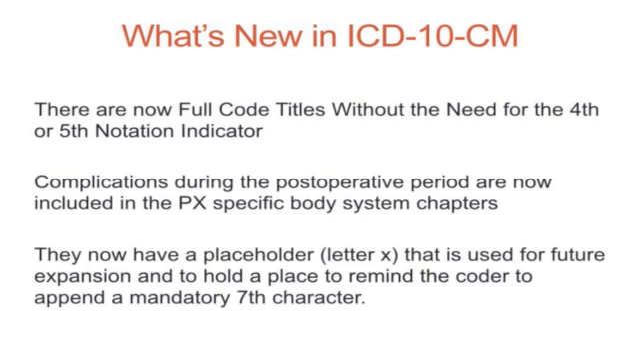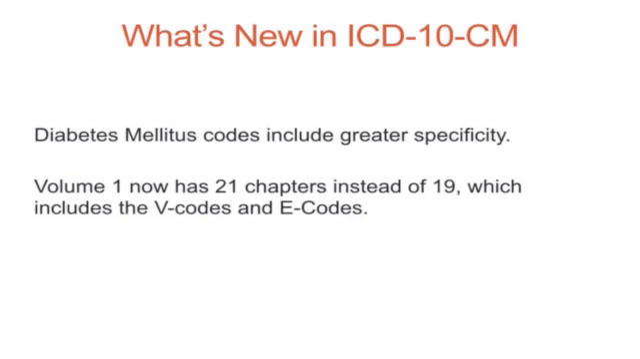Complications during the post-operative period are now included in the specific body system chapters. They now have a placeholder, letter X, that is used for future expansion and to hold a place to remind the coder to append a mandatory seventh character. Diabetes mellitus codes include greater specificity. Volume 1 now has 21 chapters instead of 19, which includes the V codes and E codes.